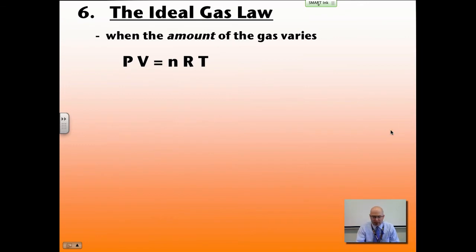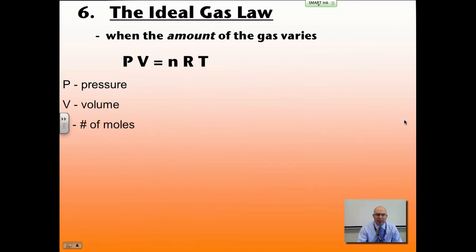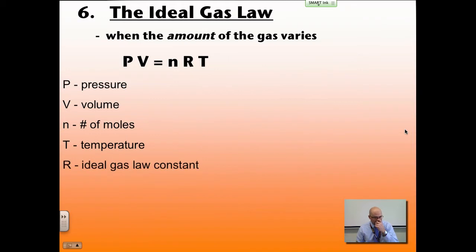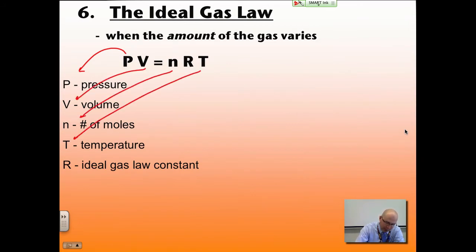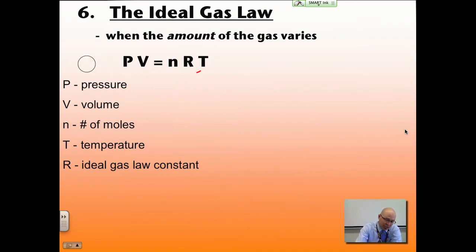And obviously, P is pressure, V is volume, N is the number of moles, T is the temperature, and R is the ideal gas law constant. So obviously all of these, pressure, volume, moles, temperature, vary, and then this is a constant, the ideal gas law constant. All right, so that doesn't change.